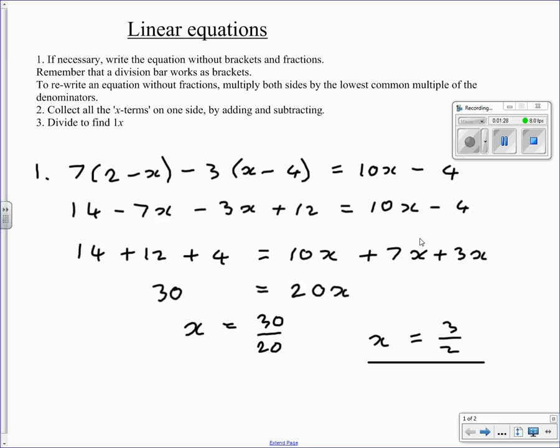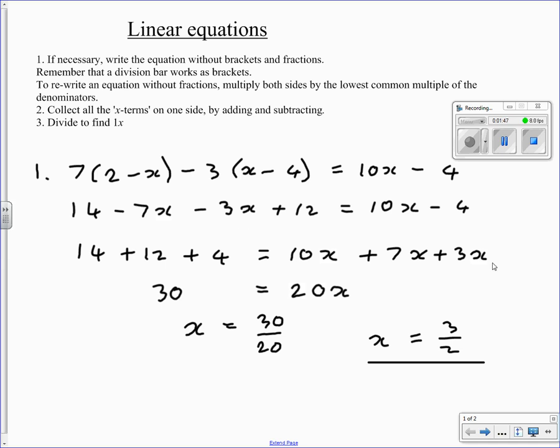This is the process. I'm going to collect the x terms on the right-hand side because that's the side where they're going to be positive. For an equation, it doesn't matter which side you collect them on. So I've got minus 3x here. I want to add 3x to the left-hand side to get rid of that. So I have to add 3x to the right-hand side.